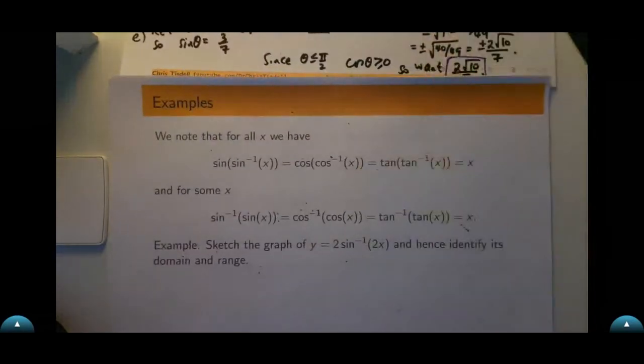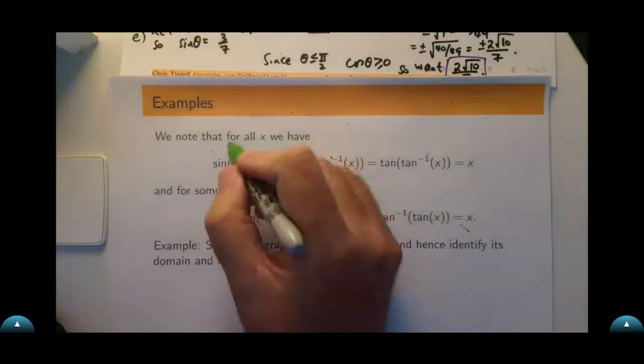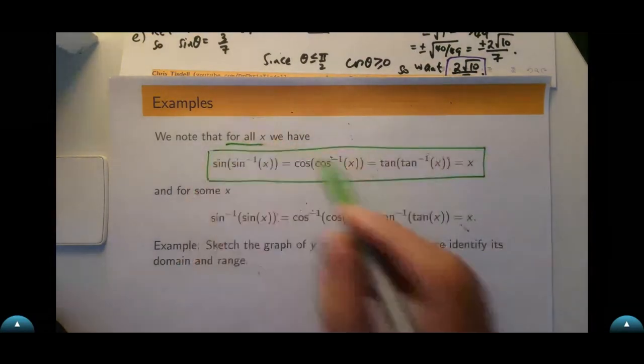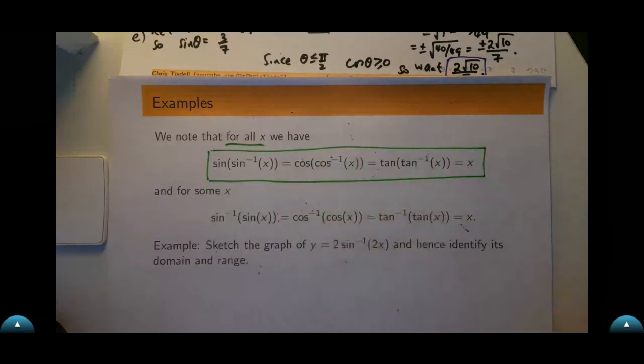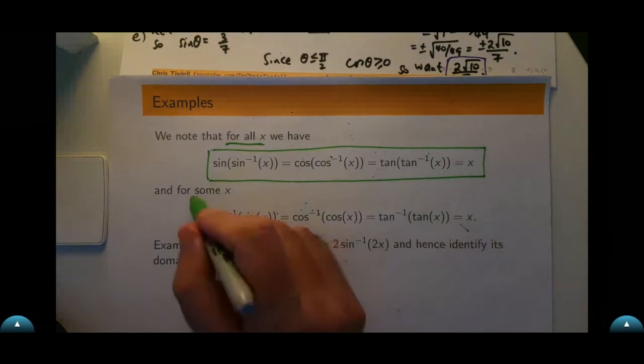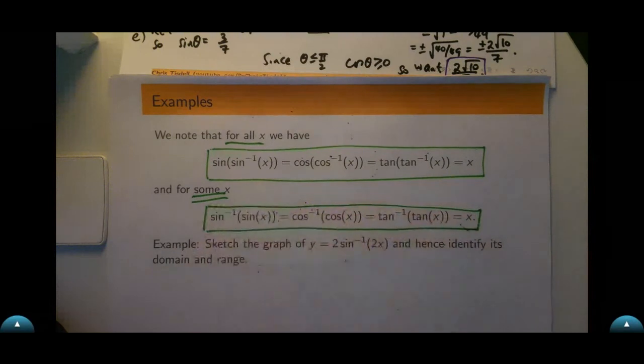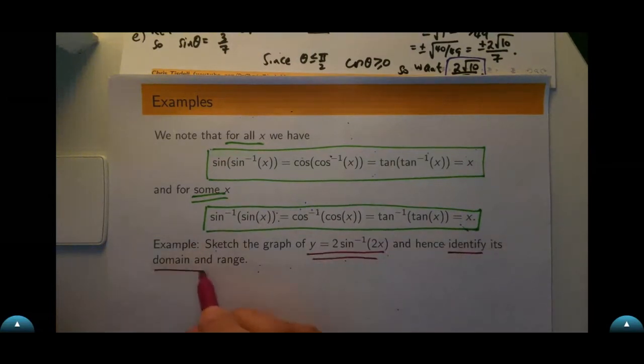So one of the super interesting things here is that for all x, you have these kinds of relationships. So you can always take the sine of sine inverse and the cosine of cosine inverse and whatnot, and they all cancel out. But when you go the other way, you just need to think about domain and ranges. Okay? All right. So on that tip, let's have a look at the next question. Sketch the graph of this function and identify its domain and its range.